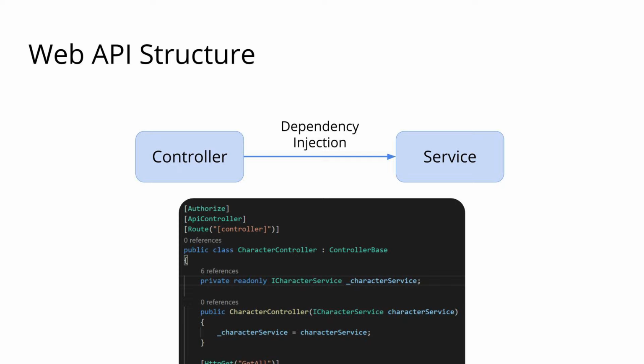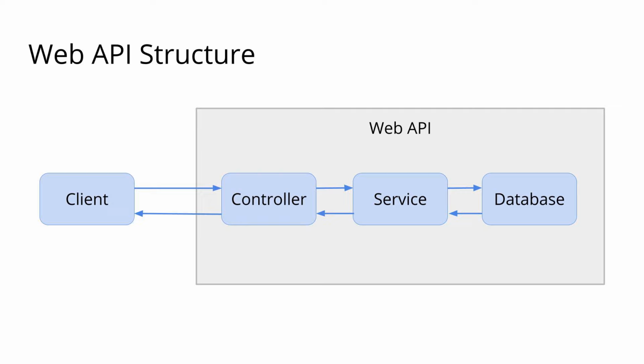So the client sends a request to the web API. The controller takes this request and calls the corresponding service. The service then does all the magic, like getting an RPG character from the database, for instance, and then the result goes back to the controller and then to the client.